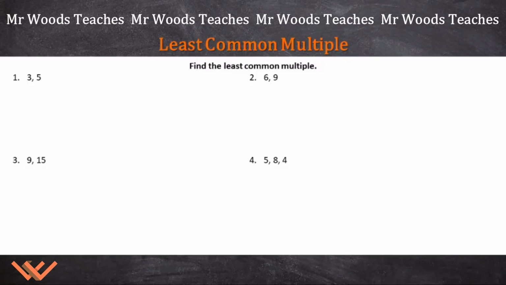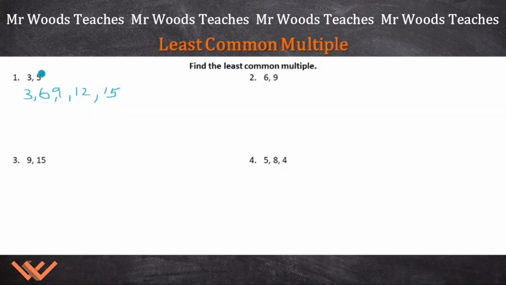Problem number 1, least common multiple. Well, what are multiples? A multiple is where you're multiplying something. When we're looking at multiplying something where we have just 3 and 5, I'm going to say 3 times 1 is 3. 3 times 2 is 6. 3 times 3 is 9. 3 times 4 is 12. And 3 times 5 is 15.